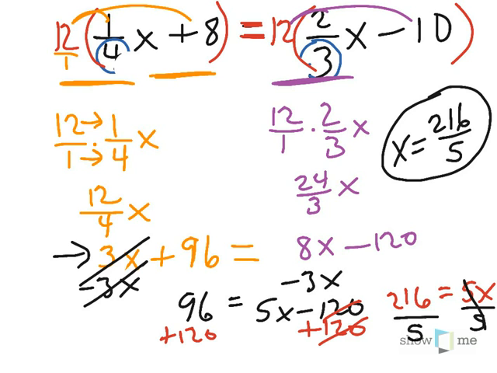And that's how you account for fractions in any equation. If there's an equal sign, you find a number that you can multiply both sides by that will make those fractions go away. And it always has to do with the denominator.